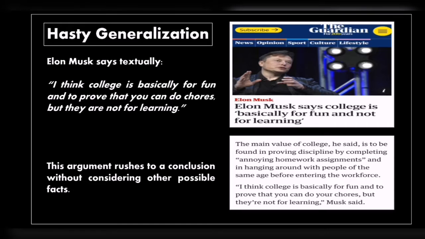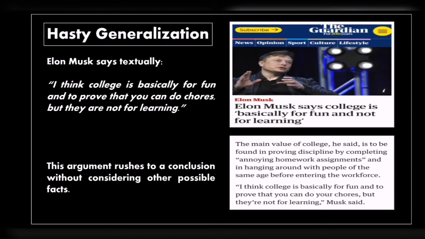Hasty generalization. A hasty generalization fallacy is an argument that rushes to a conclusion about a specific topic before pointing out other possible facts or aspects of that topic. This example is an article from The Guardian about the CEO of Tesla Motors, Elon Musk. The title says, "Elon Musk says college is basically for fun and not for learning." In this article, what Elon Musk says textually is, "I think that college is basically for fun and to prove that you can do chores, but they are not for learning."